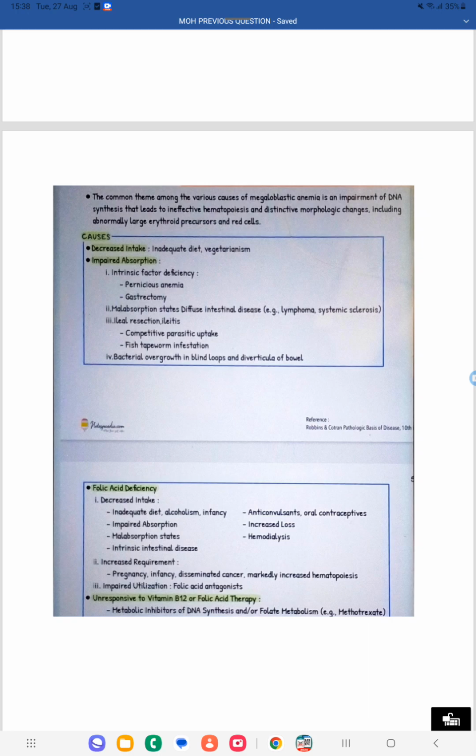Okay, and vitamin B12 deficiency you can see in other conditions like intrinsic factor deficiency. Okay, intrinsic factor is something you get from the stomach, it is secreted there. With the help of intrinsic factor only, vitamin B12 absorption will be happening from the small intestine.